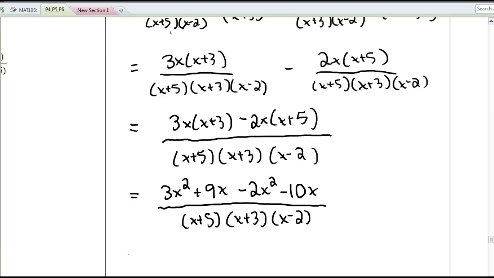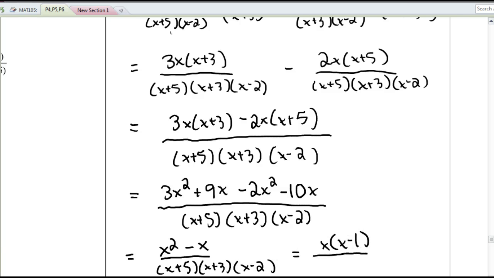And then this is going to combine. 3x squared minus 2x squared is just x squared. And on top, 9x minus 10x is minus x. And then we have x plus 5, x plus 3, x minus 2 on the bottom. And then you can factor the top if you want, x times x minus 1, but you really don't need to because nothing's going to cancel. And that's it for that one.